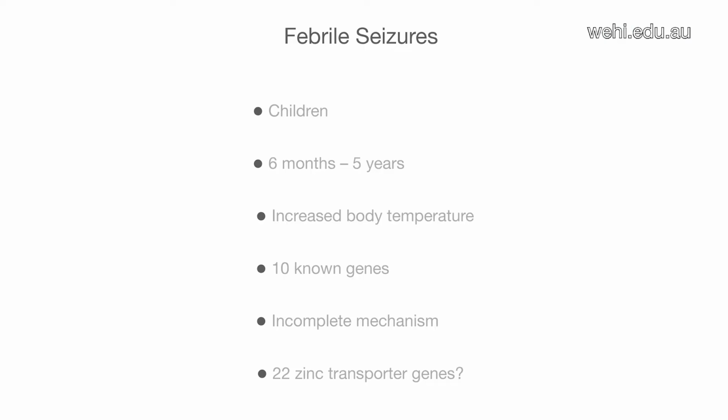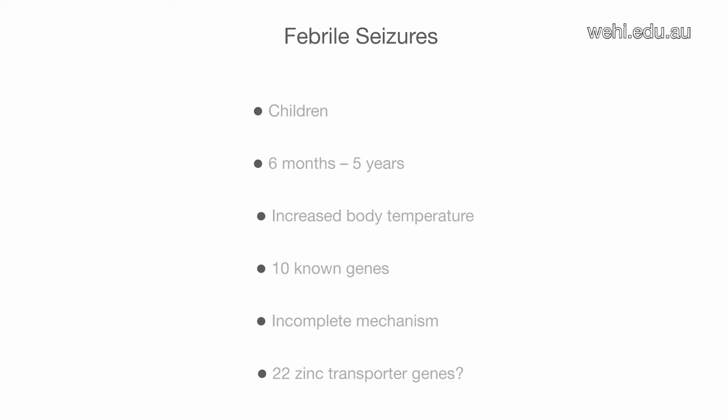Febrile seizures are the most common type of seizures occurring in children between the ages of 6 months and 5 years, in combination with increased body temperature. So far, 10 genes have been securely implicated in this neurological disease. Nevertheless, these genes only allow for an incomplete picture of the disease mechanism.